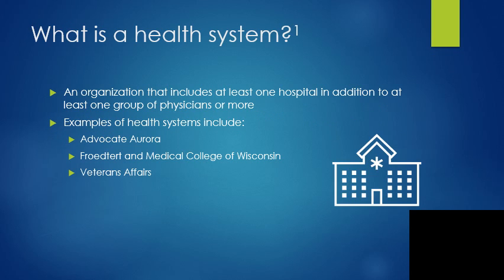To start off and get going, let's just talk about what is a health system. When looking into the definition of this, you could find many different definitions, and they may be constantly changing as well. The definition I'd like to go with for today is the Dartmouth College Center of Excellence's definition of a health system. They define health system as an organization that consists of either at least one hospital plus at least one group of physicians or more than one group of physicians. Some examples of some health systems in the Milwaukee, Wisconsin area include Advocate Aurora, Froedtert and Medical College of Wisconsin, or the Veterans Affairs.